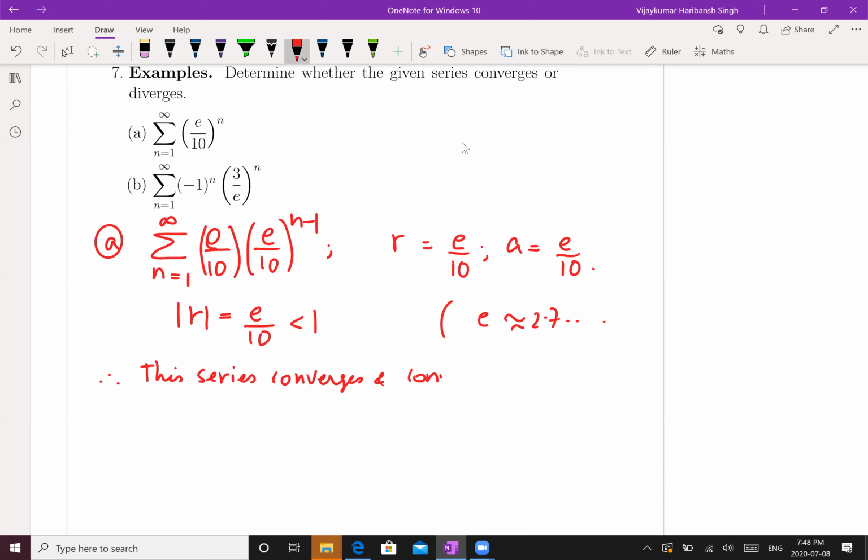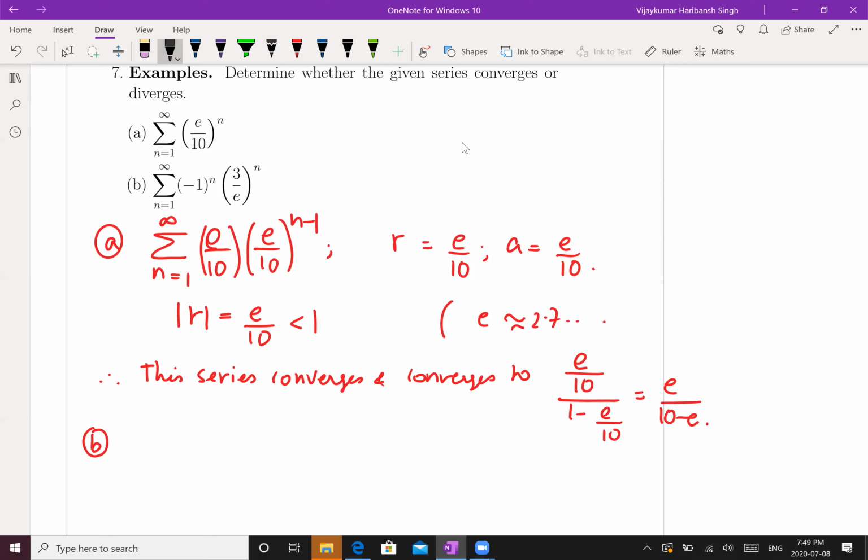And converges to what? Converges to a upon 1 minus r, which is e upon 10 divided by 1 minus e by 10, which is going to be e over 10 minus e. Okay, let's look at part B.